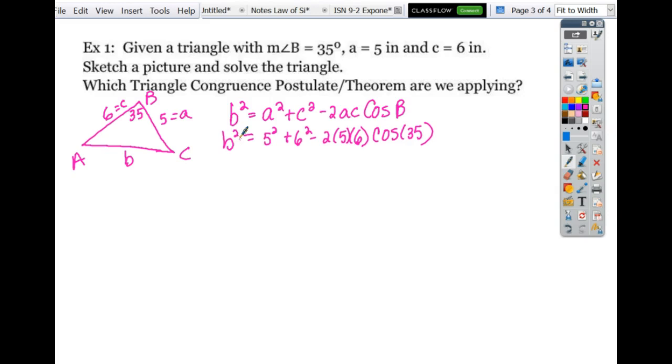You're right, it's 60 times the cosine of 35, right? So on your calculator, take 5 squared plus 6 squared minus, and put it in parentheses so it multiplies everything together. So you want 2 times 5 times 6, which is 60, and then cosine of 35. And then push equals.